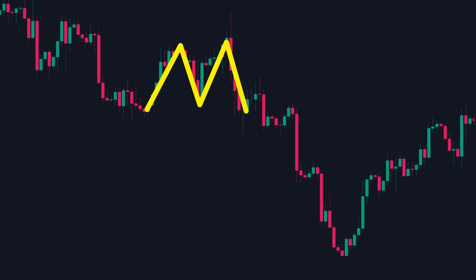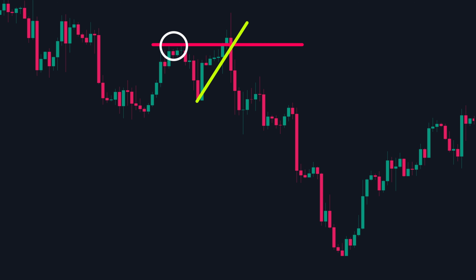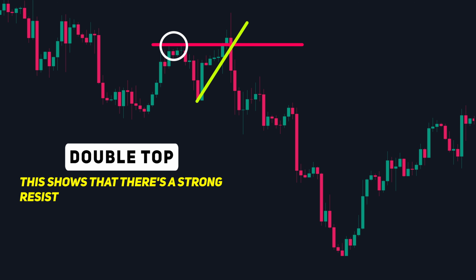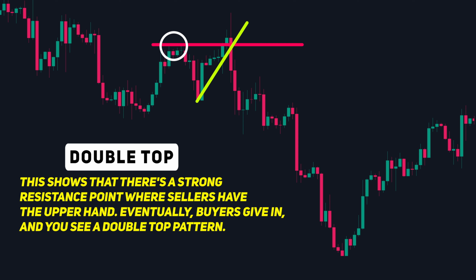A double top pattern occurs when the price can't break through a level it reached before. This indicates a strong resistance point where sellers have the upper hand. Eventually, buyers give in, and you see a double top pattern.